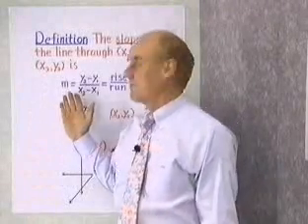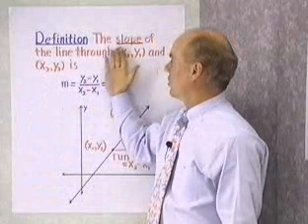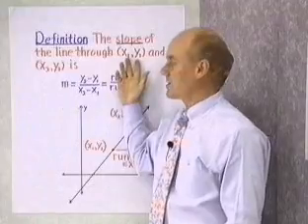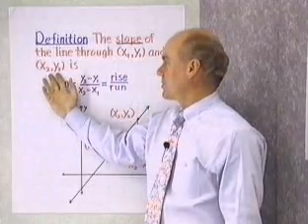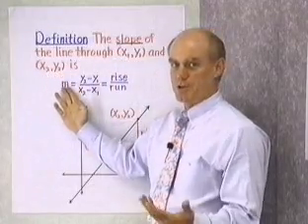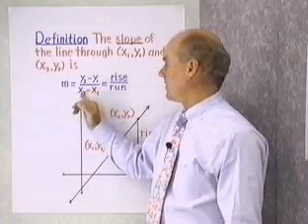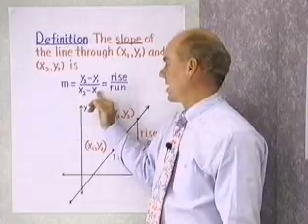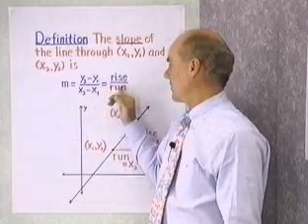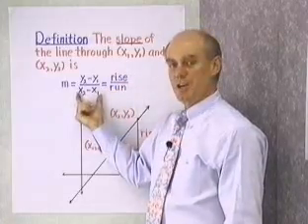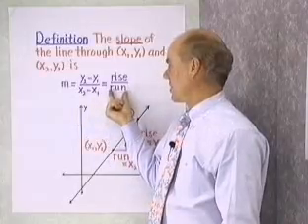I've written over here the definition for the slope of a line. The slope of the line through the points x sub 1, y sub 1, and x sub 2, y sub 2 is given by this formula. M is the letter we usually use to represent slope. M equals y2 subtract y1 divided by the quantity x2 subtract x1, and that's equal to the rise over the run. This is the algebraic definition for slope, and this is the geometric definition.